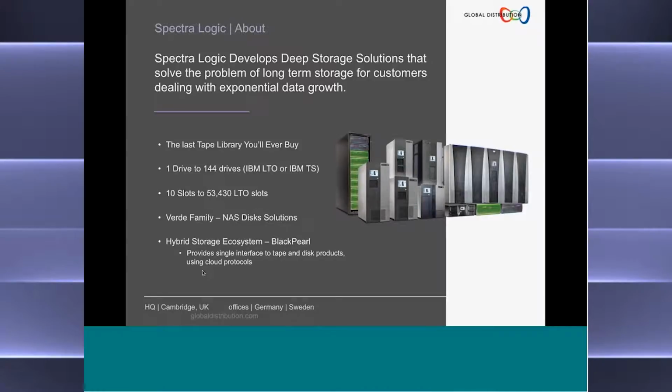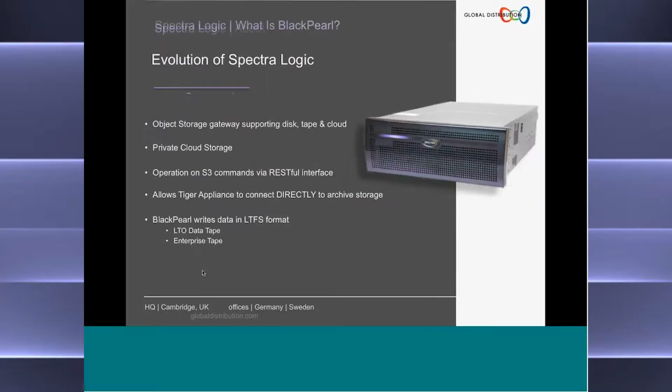They also have some new disk products. They have a Verde family of NAS disk products. And as we're going to see next, we're going to talk about the Black Pearl, which is part of their hybrid storage ecosystem. So what is Black Pearl? Simply put, it's an object storage gateway that supports either disk, tape, or cloud. We're going to focus more on the tape element in this discussion.